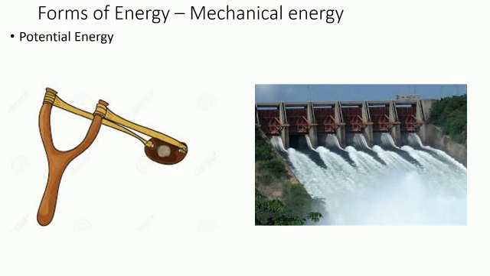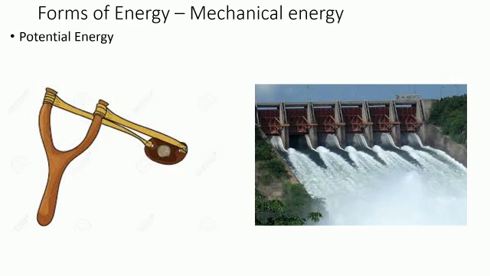First, mechanical energy. Mechanical energy is the energy that is possessed by an object due to its motion or due to its position. Mechanical energy has two types, potential energy and kinetic energy. Let us study potential energy.